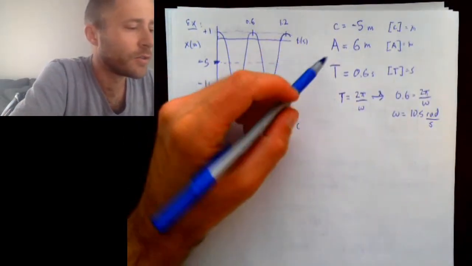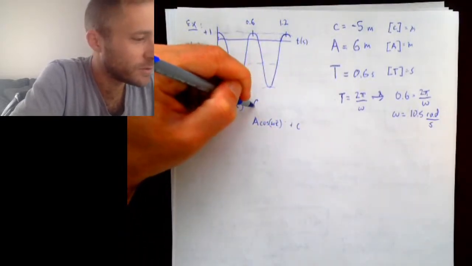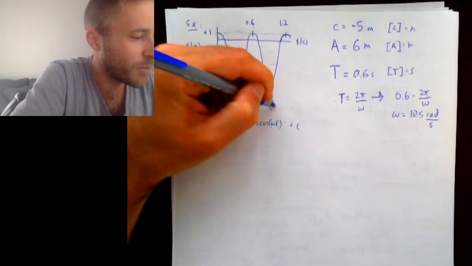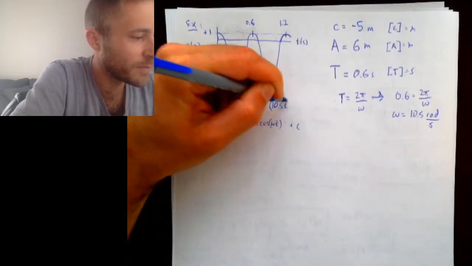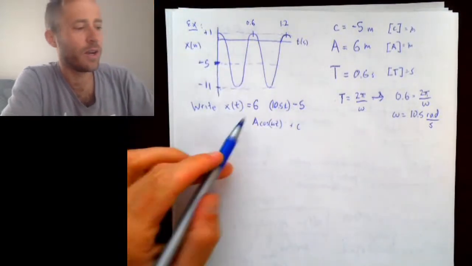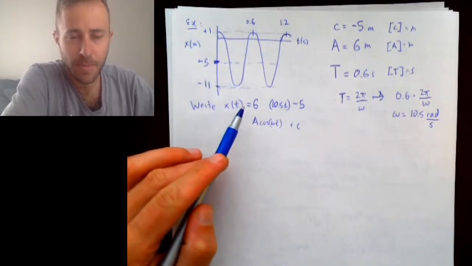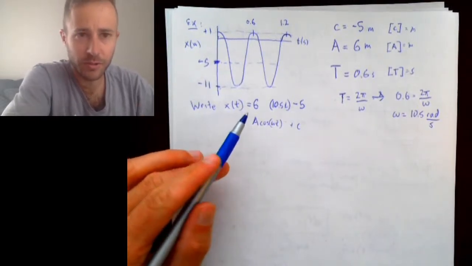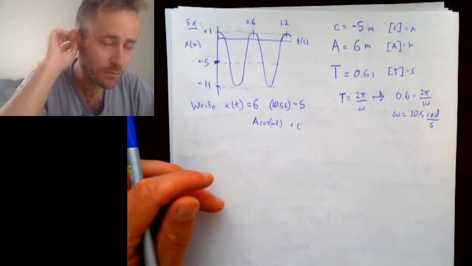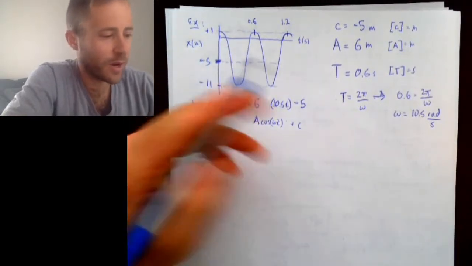So I'm going to have A, which is 6, times a trig function of 10.5 t minus 5. Now we have the question of which trig function it is. To figure out whether it's sine, negative sine, cosine, or negative cosine, we have to look at the shape of this graph.